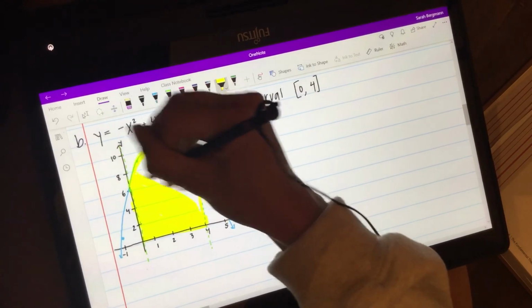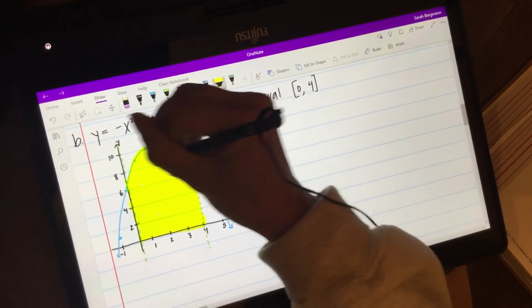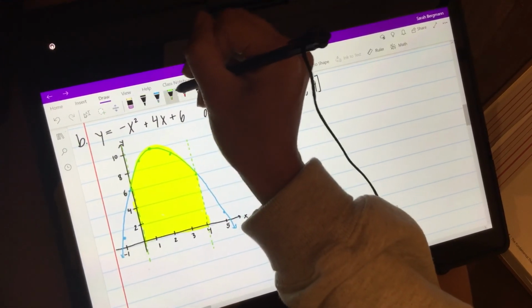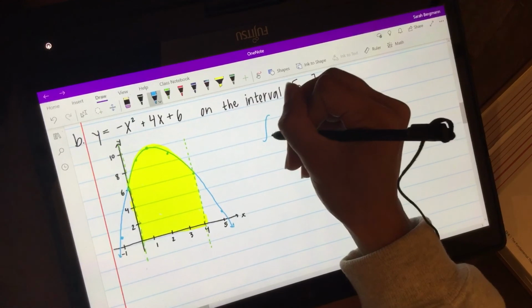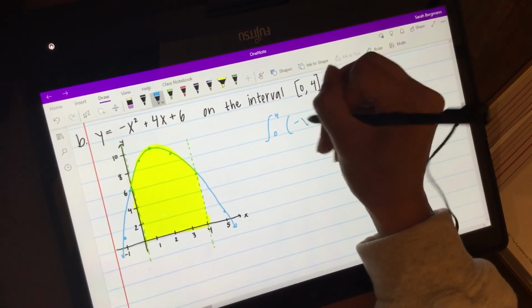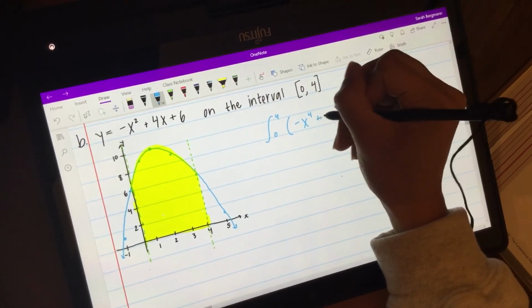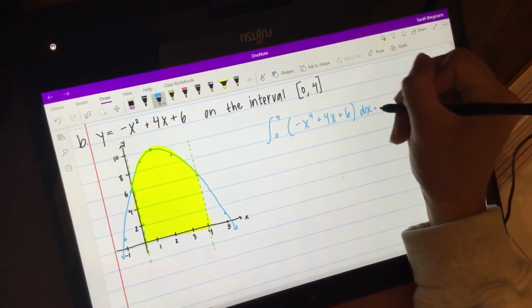In order to find the area of this region, since it's not like a perfect square or rectangle or circle, we need to use integration. So we're going to integrate the function on the interval from 0 to 4, and our function is negative x squared plus 4x plus 6, and we're integrating with respect to x.